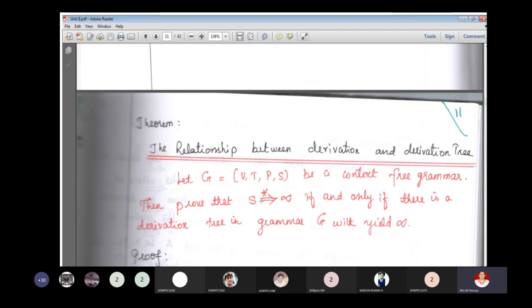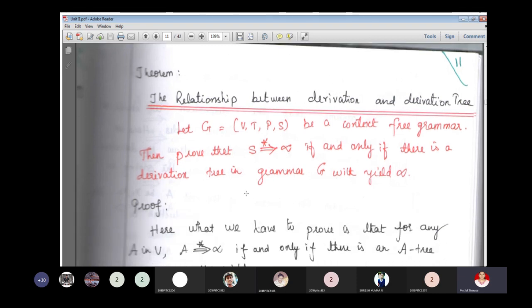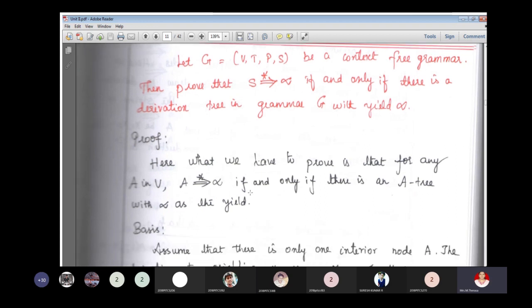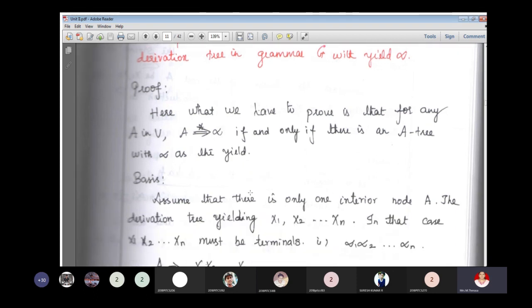If so, we can construct a derivation tree from the grammar G which can yield alpha. Yield is nothing but what we get when we collect the leaf nodes from left to right. So how can we prove this? Here we have to prove that for any A in V, A derives alpha if and only if there is a tree with alpha as the yield.